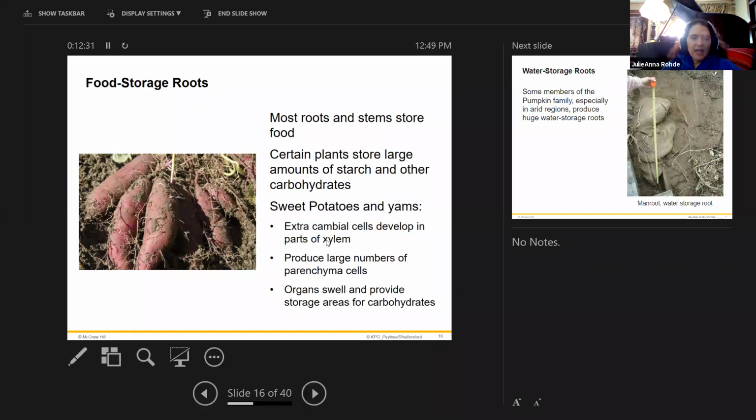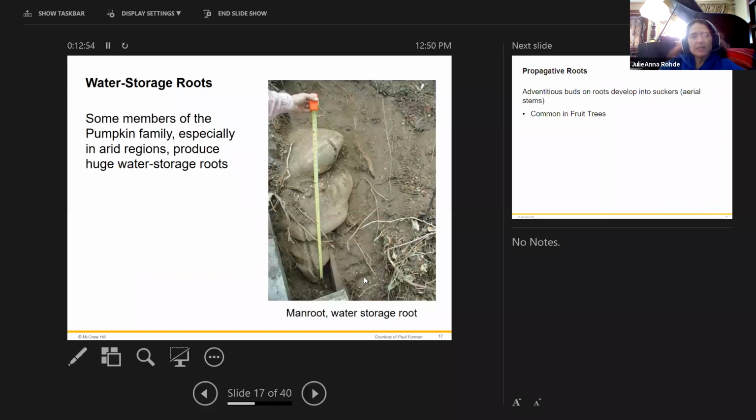What goes on here though is we have extra cambial cells develop in parts of xylem, produce large numbers of parenchyma cells, and these organs swell and then produce these storage areas for extra carbohydrates that are made during photosynthesis that aren't needed for plant growth or use. Okay, plants can also store water. Pumpkin families get at this, certain members of it, especially in dry areas. Arid means dry, by the way. Okay.